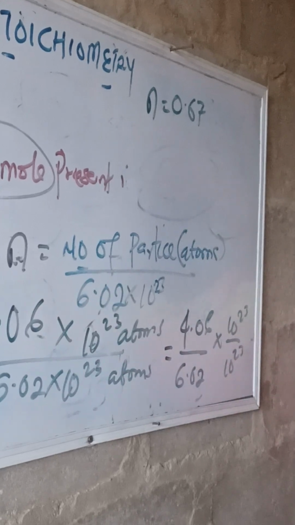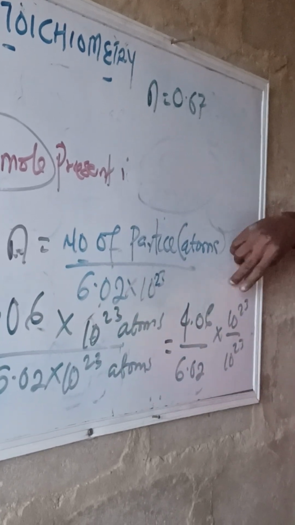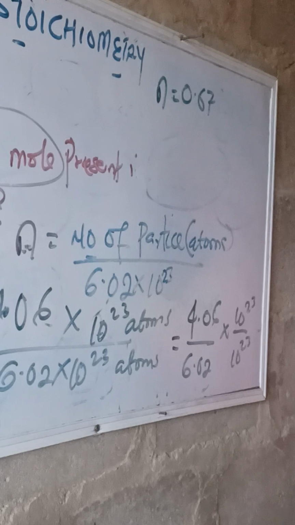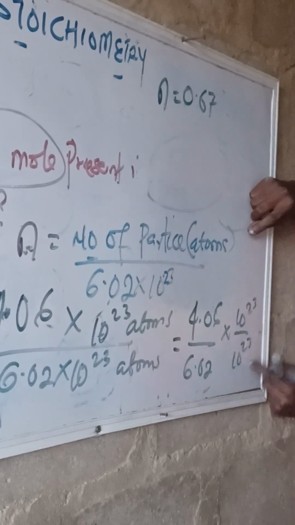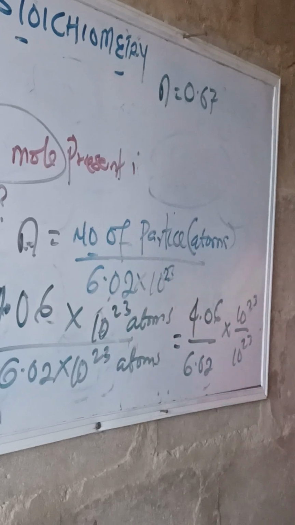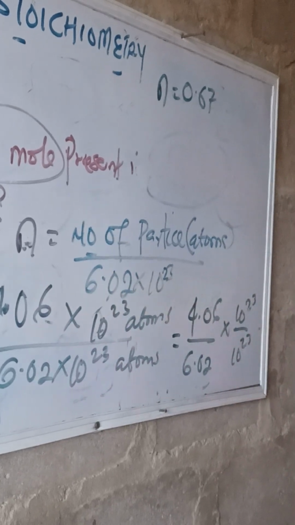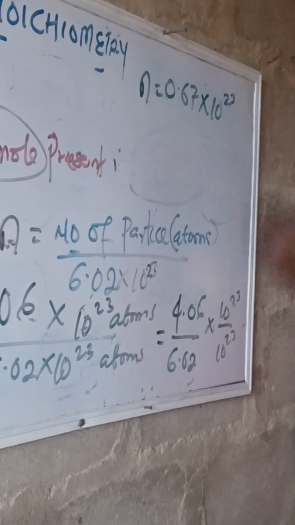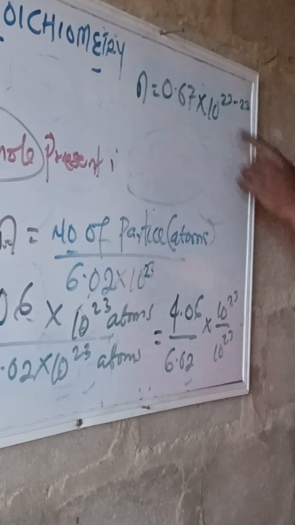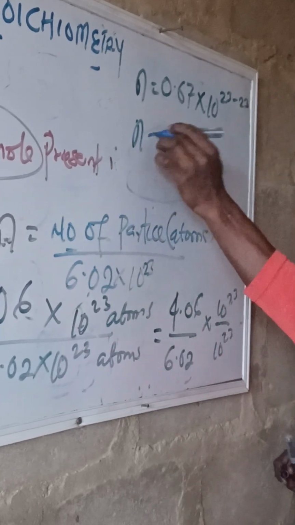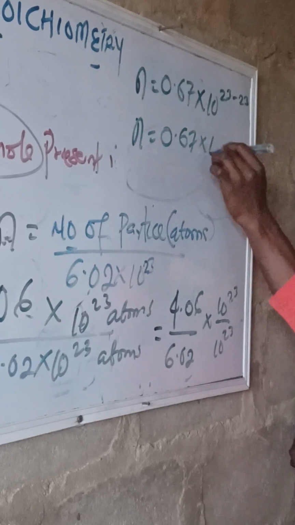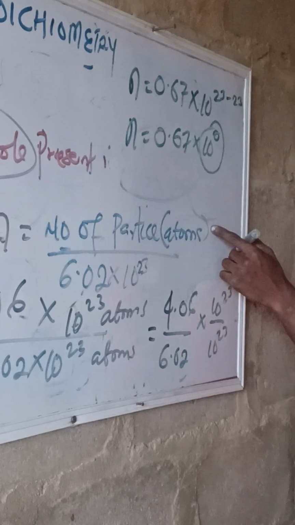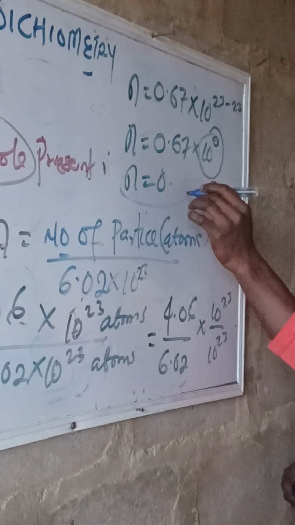Now, in indices, what are we going to pick? Those people that know how to do math very well: this is 10, this is 10. The bases are the same, so you pick one base. These are the powers, but there is a divide, so you minus. It will now be 23 and the divide changes to minus 23. I'll pick 10 between these, and this now gives N equals 0.67 times 10 raised to power 23 minus 23, which is 0. And anything raised to power 0 in indices is 1. It will now be N equals 0.67 times 1.